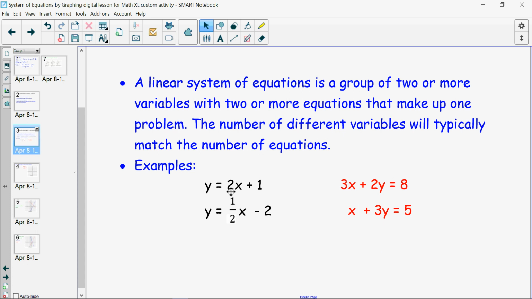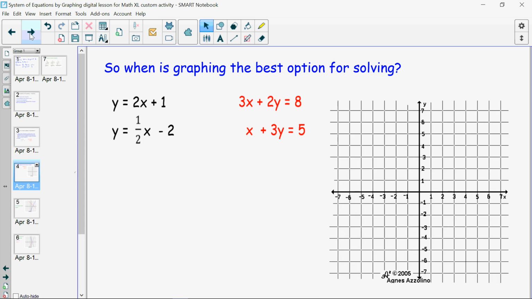So this is an example. I have two equations, two variables, y and x. Over here, again, I have two equations, two variables, y and x. They look very different. They're not the exact same type of setup. As long as you have multiple equations and the number of variables matches the number of equations, that is a system of equations. Again, whatever the final solution is, that solution will work in both equations, unless there's an infinite number of solutions or no solutions. So next slide. Right, so when is graphing the best option for solving?